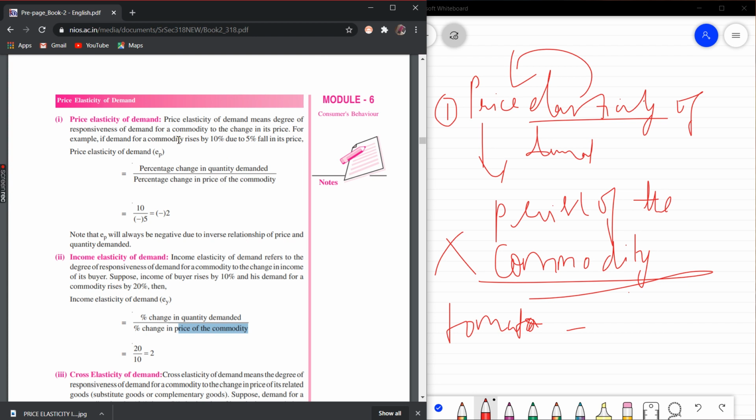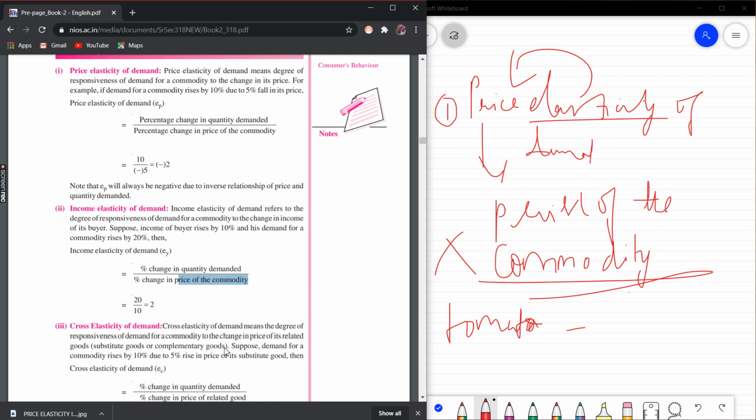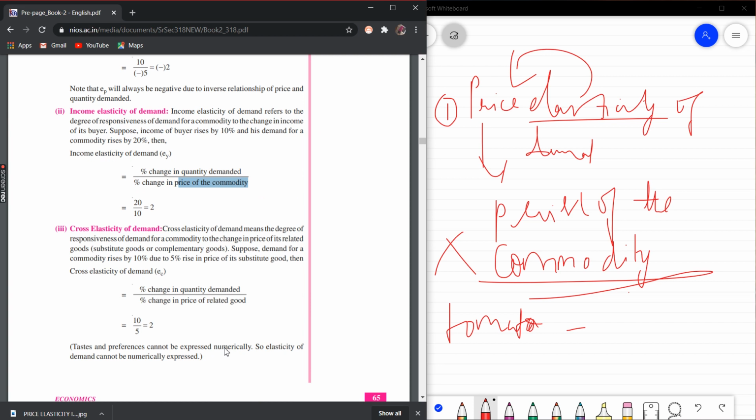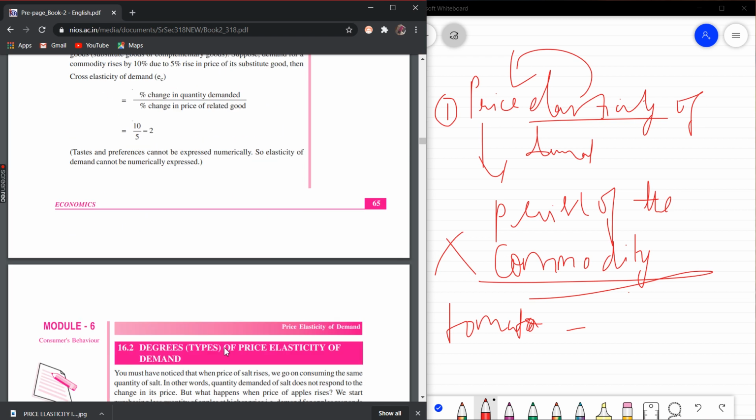First one is price elasticity of demand, that is percentage change in quantity demanded with respect to percentage change in price of the commodity, and the next one is income elasticity of demand with respect to income of the buyer, and cross elasticity of demand applies with change in price of the related good.